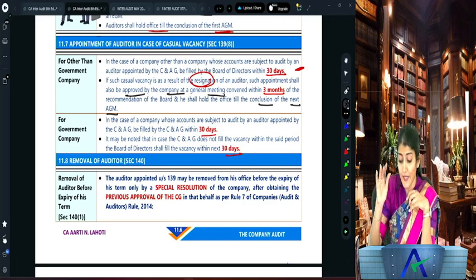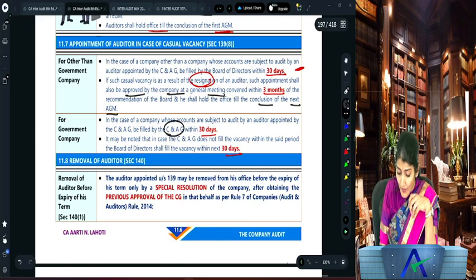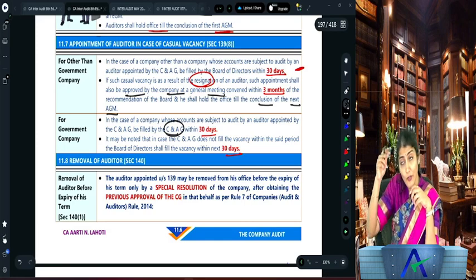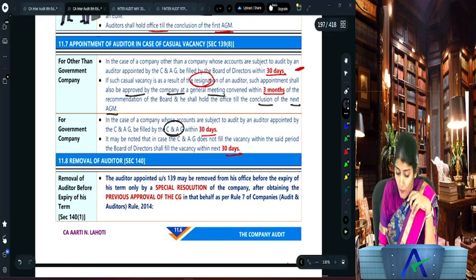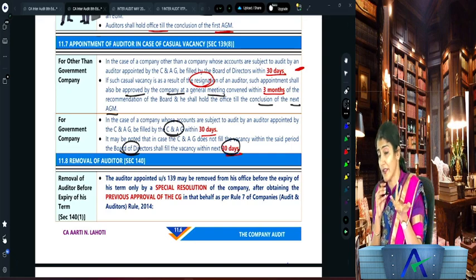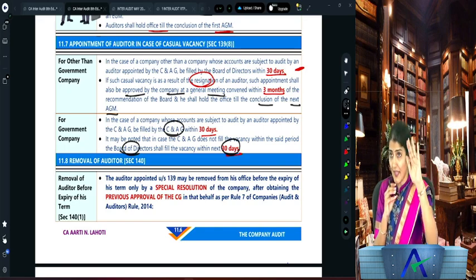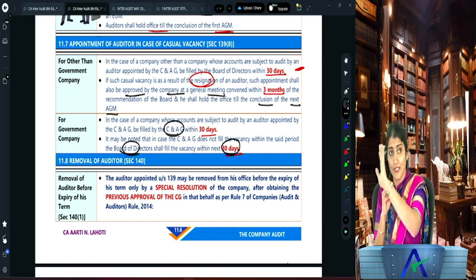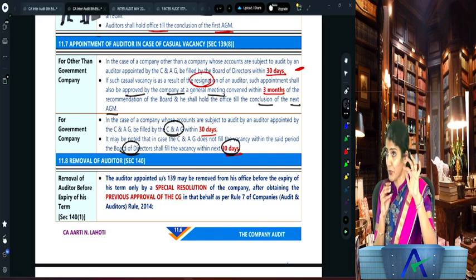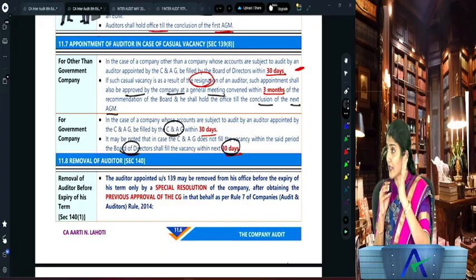And for a government company, the casual vacancy is to be filled by the CAG within 30 days. If the CAG does not fill it within 30 days, then the board of directors fills it within the next 30 days. And what if the board does not fill within the next 30 days? There is no power given over here to the members. Is it clear to all of you? 30, 90, 60, 30, 60, 33, 30, 30.